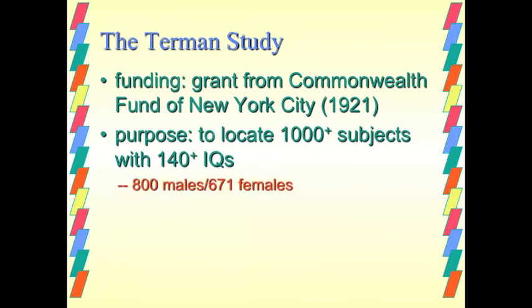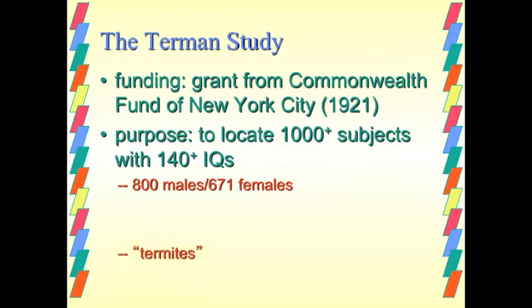Moving on. He found 800 males and 671 females, probably proving from then on that males were smarter than females, right? You disagree? Probably more of an indication that more males were schooled in those days than females. Today, he would probably find a lot more females than males.